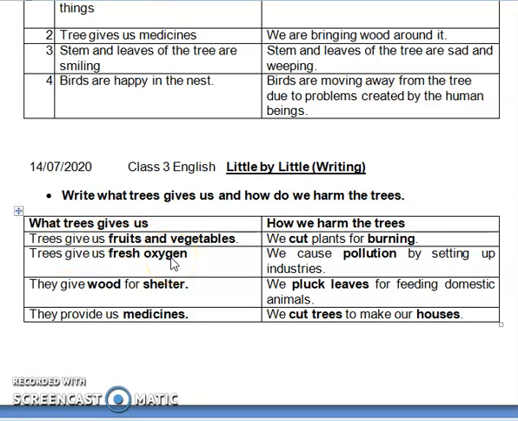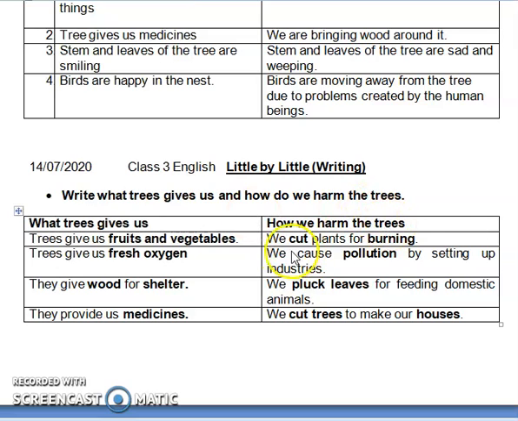I'm just giving you some examples of what I had pointed out. You may have other answers as well. If the answer is related and relevant, I'll give you marks. So what do trees give us? Trees give us fruits and vegetables. Trees give us fresh oxygen. The tree gives wood and shelter. They provide us with medicine. You may add some other things that trees give us, or you may simply alter my options.